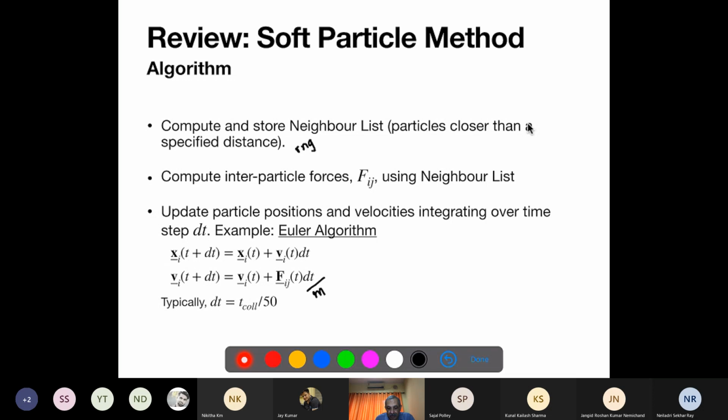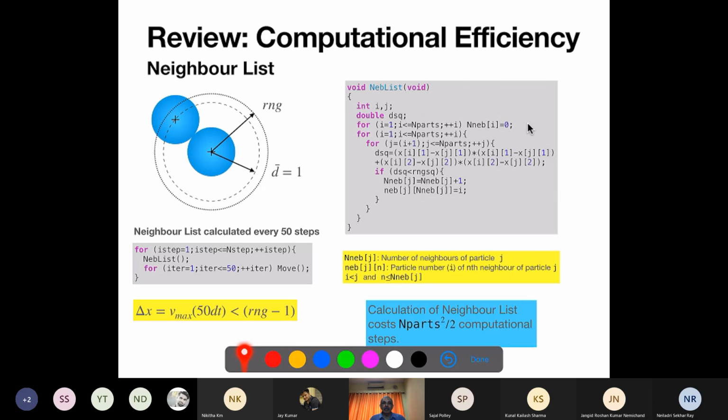And usually you can calculate the collision time from the formula in the previous slide and then divide that by 50 to get what should be the time step. So this is the method, this is the algorithm. Now if you get into a little bit of detail, these programs are there, and we saw how one of them runs.